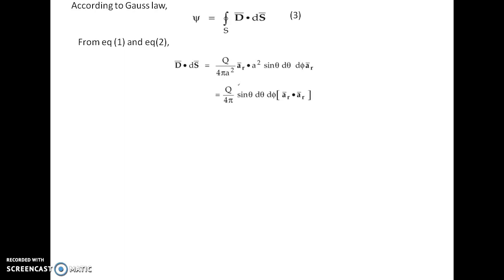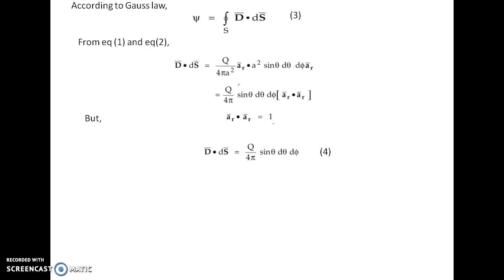We know that the magnitude of a_r is 1 because it is a unit vector, and this one is also a unit vector. The angle between a_r and a_r is 0, and the dot product of any two vectors is the magnitude of the first vector into the magnitude of the second vector into cos of the angle between them. So cos 0 is 1, and 1 into 1 into 1 is 1. So a_r cap dot a_r cap is equal to 1. Now substituting this, you will get D dot ds equal to Q by 4 pi sine theta d phi.